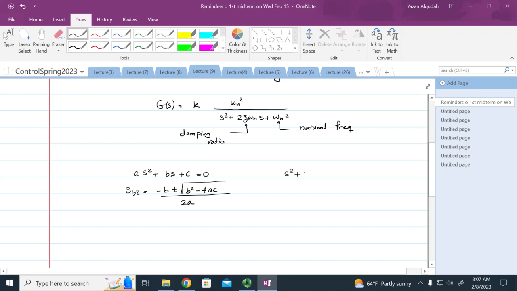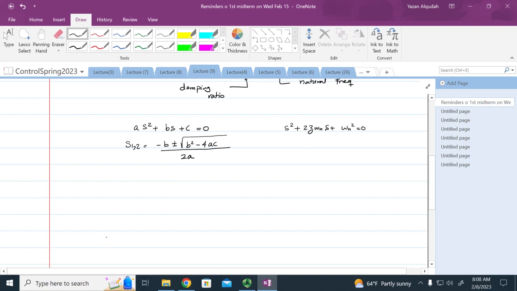So if we have s squared plus 2 zeta omega n s plus omega n squared equal to 0, we're going to find the poles of this second order system. We're going to have S1,2 equal to negative 2 zeta omega n plus or minus square root of (2 zeta omega n) squared minus 4 times a, which is 1, and c, which is omega n squared, all divided by 2. So the poles of our system are going to be given by this formula.